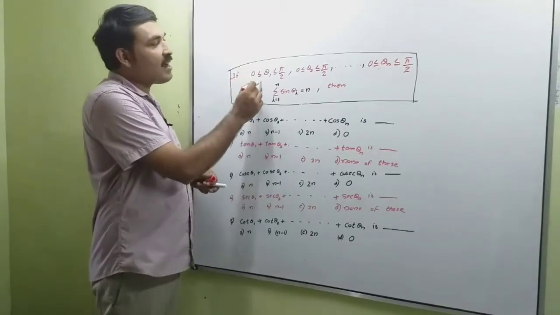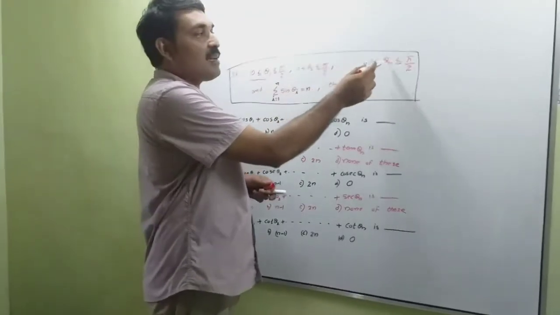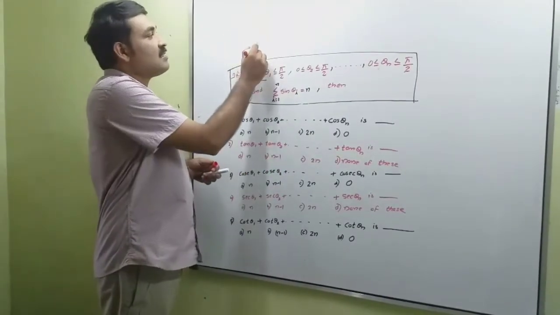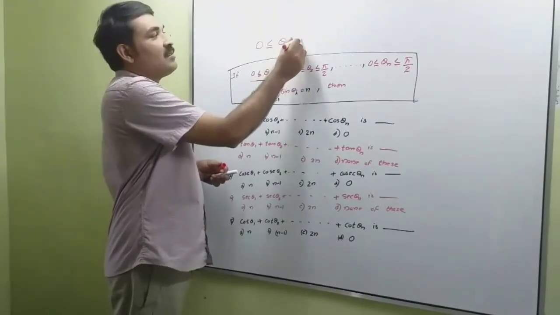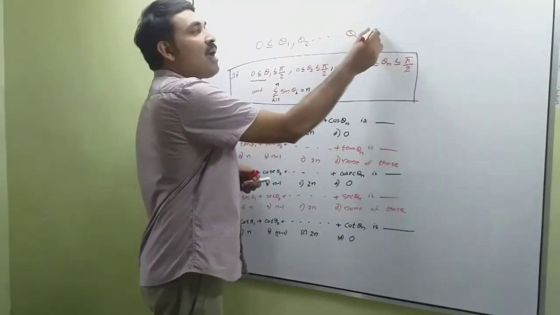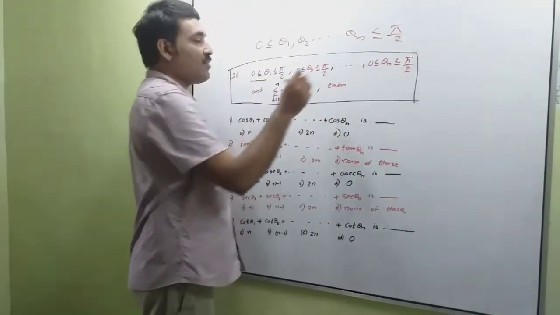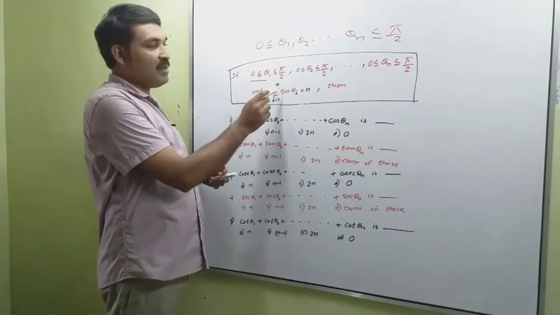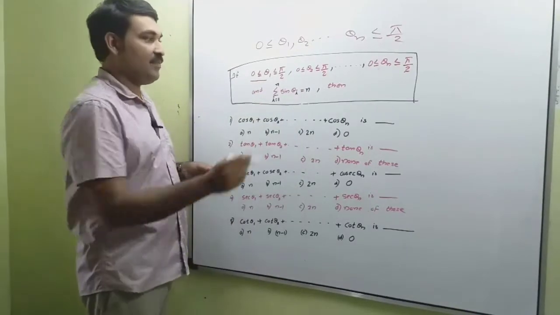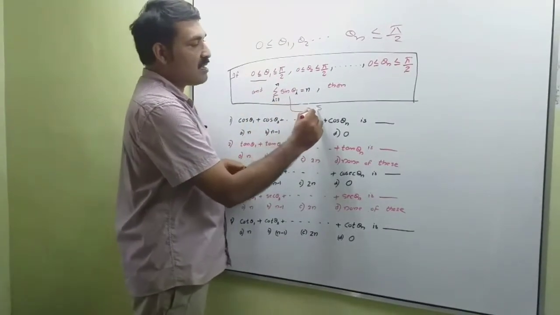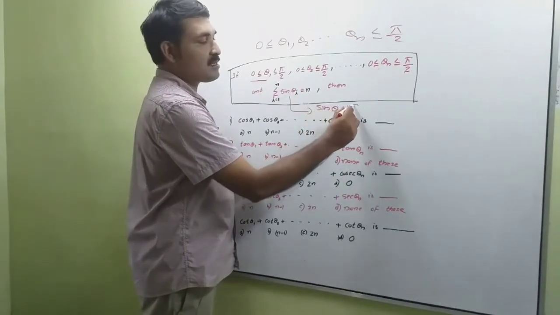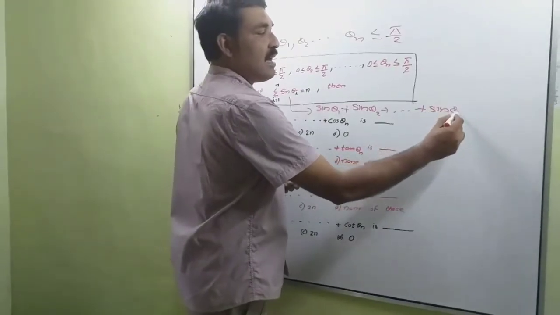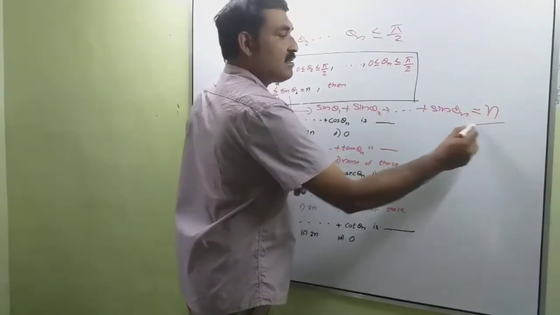We have given the angles theta 1, theta 2, theta 3 up to theta n lie between 0 and pi by 2. That means 0 is less than or equal to theta 1, theta 2 up to theta n, and all angles are less than or equal to pi by 2. And one condition is given: summation i varies from 1 to n, sin theta i is equal to n. This implies sin theta 1 plus sin theta 2 up to sin theta n is equal to n. This is the condition given.